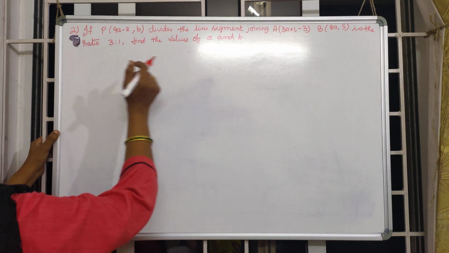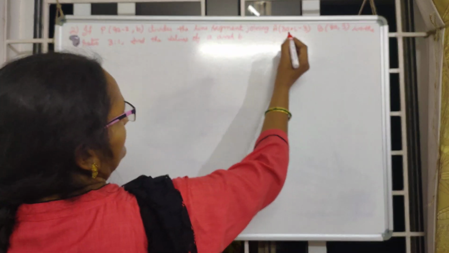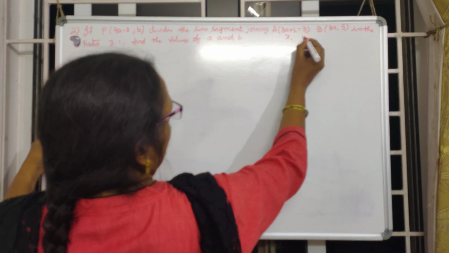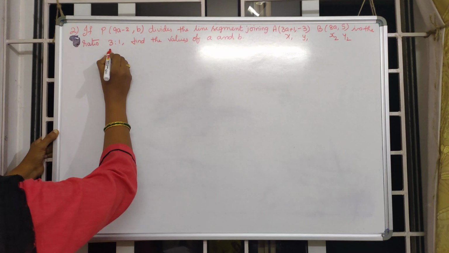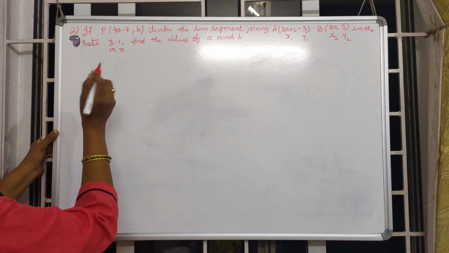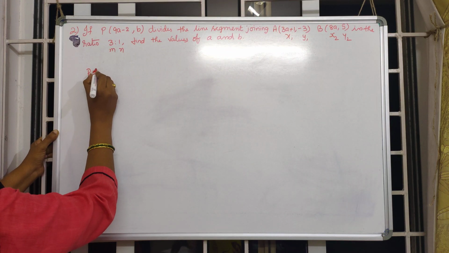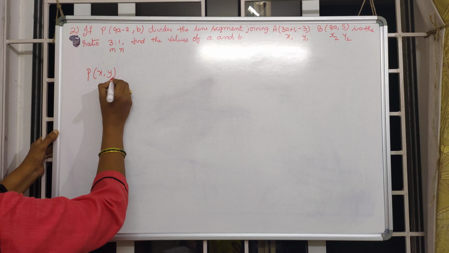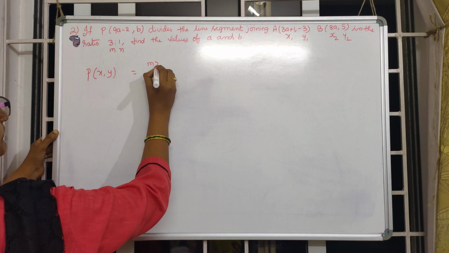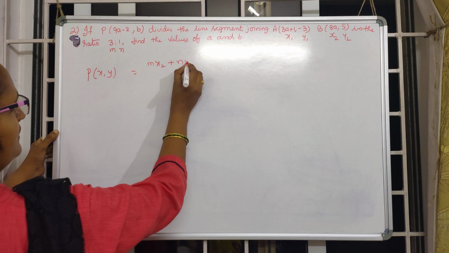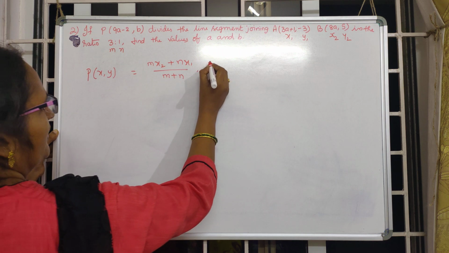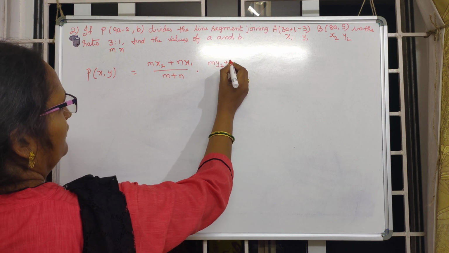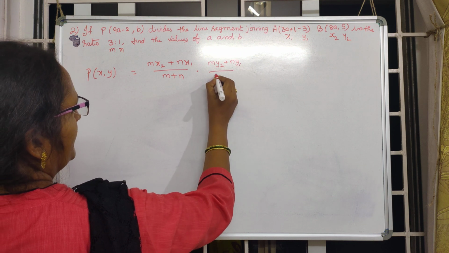So here, what was given to us? A and B values were given. Let this one be x1, y1 and let this one be x2, y2. And here it is m and n. We know the section formula: P(x, y) = ((m x2 + n x1)/(m + n), (m y2 + n y1)/(m + n)).